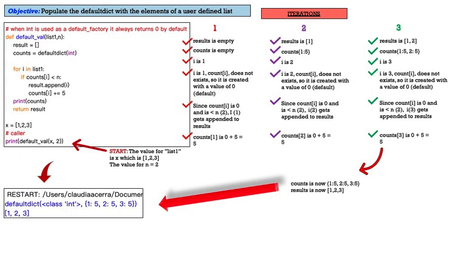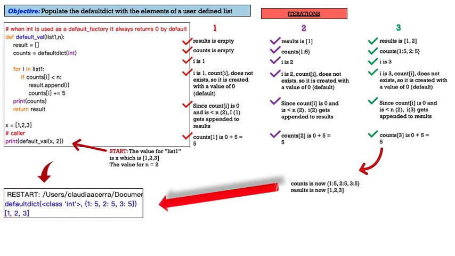So now, as we go through our third iteration, results is now 1 and 2. Our list has 1 and 2 in it. Counts is 1: 5, 2: 5. i now is 3. So i is 3, counts[i] does not exist, right? It evaluates that against the defaultdict. So it says, okay, I'll create it with a value of 0.